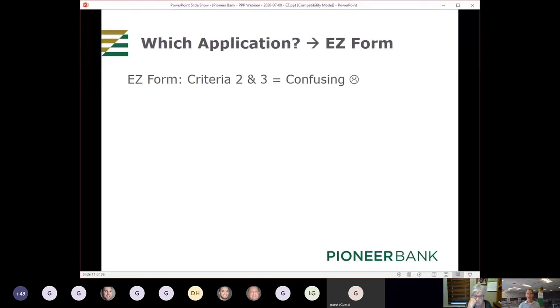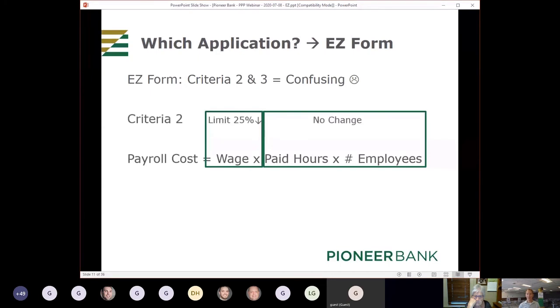Here's the way that I kind of look at it, and it was a way that made a little bit more sense to me. The overall goal of the Paycheck Protection Program is to just protect people's paychecks and keep them employed during an unknown period of time. And so if you think about what your payroll costs is, if you break it down, it's the wage times how many hours that you paid them for times the number of employees that you have. And what criteria 2 says is, all right, if we break those things into pieces, the wage, you can drop that by up to 25%, again, for employees making less than $100,000 a year, but you are not allowed to make any changes to their paid hours or the quantity of employees.